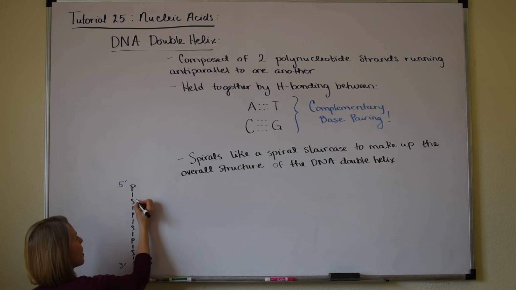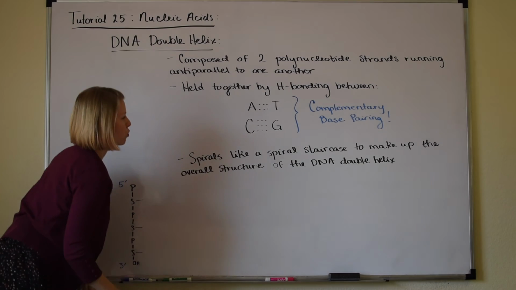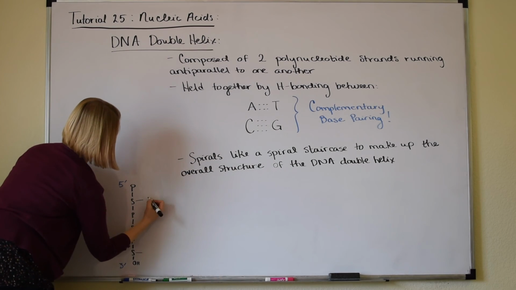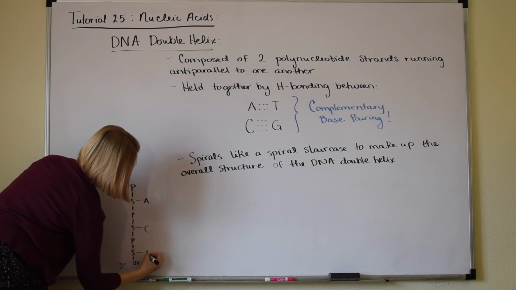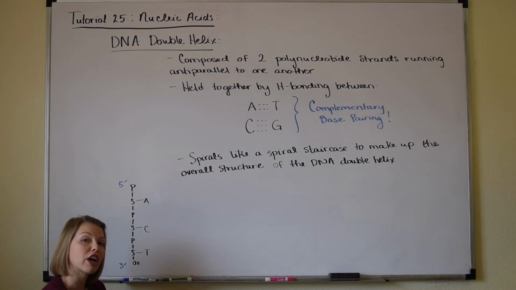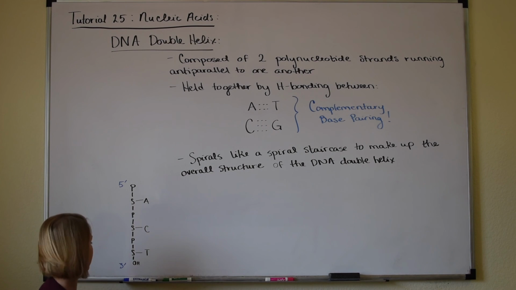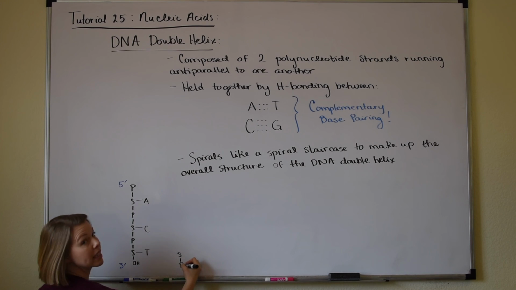And then we know that our bases will be off of our sugars. Okay, so I'm going to just write the letters. So I'll just pick A, C, and T. Okay. So if the other polynucleotide strand is running anti-parallel to this, then we would have over here phosphate, sugar, so the 5' end down here.